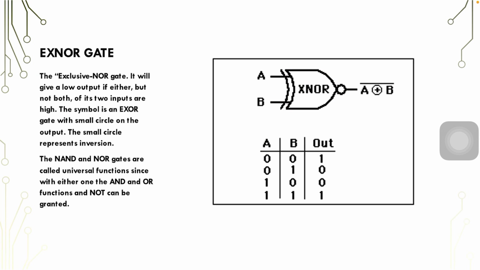EXNOR gate. The exclusive NOR gate will give a low output if either but not both of its two inputs are high. The symbol is an EXOR gate with a small circle on the output. The small circle represents inversion. The NAND and NOR gates are called universal functions since with either one the AND, OR, and NOT functions can be generated. In the illustration we can see input A and input B, and the output has the small circle which also represents the inversion. In the table here we can see the inputs and outputs of the EXNOR gate.